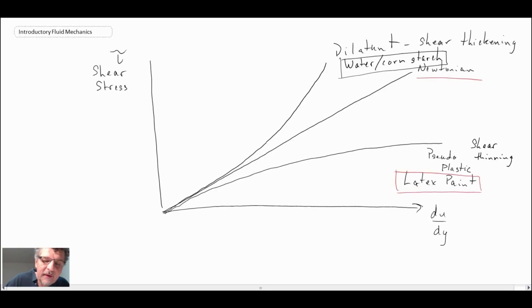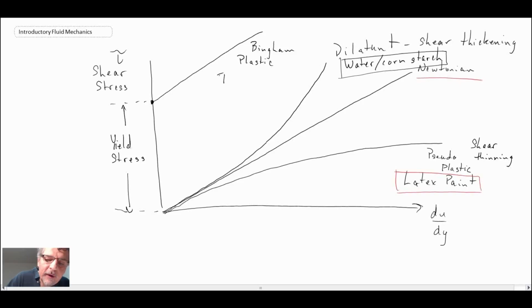So let's draw a Bingham plastic. The attribute of a Bingham plastic is that you need to apply a certain shear stress before it begins to flow, and you would call that the yield stress. Then once you achieve that, the fluid starts to flow. So that would be a Bingham plastic. The most common one is toothpaste, and the attribute is that it requires a certain amount of shear, a yield stress, before it starts to flow.